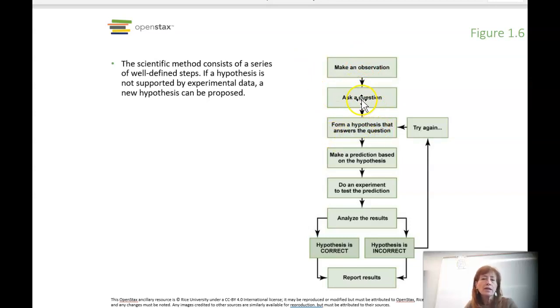Sometimes the question may come before the observation. It doesn't in here put any background information down that you might need, but all of these things are a way to move forward in science and to, at the end, be able to say, did I find that a hypothesis that I made is correct or incorrect, and then going from there. So these are just some steps to consider.